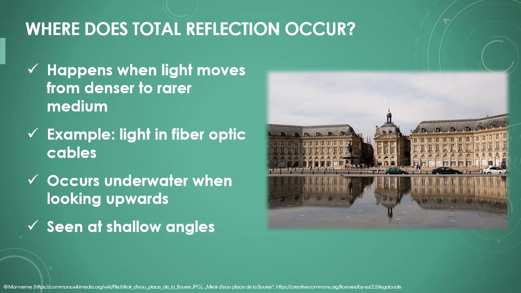Total reflection can occur in many situations when light passes from a denser to a rarer medium. One example is light in a fiber optic cable. Total reflection can also be observed underwater when looking upwards at a shallow angle.